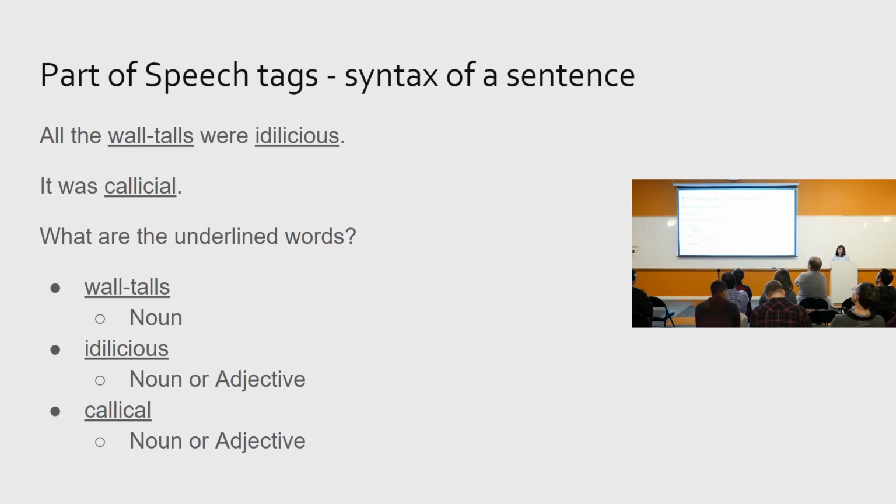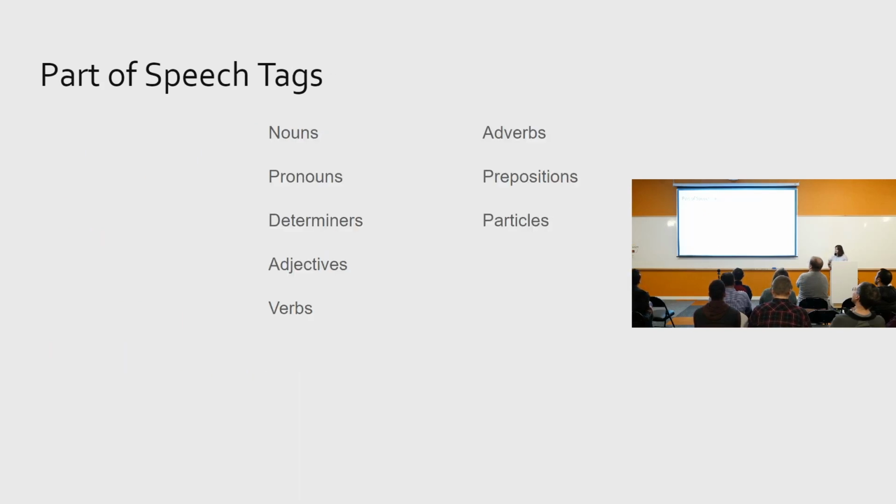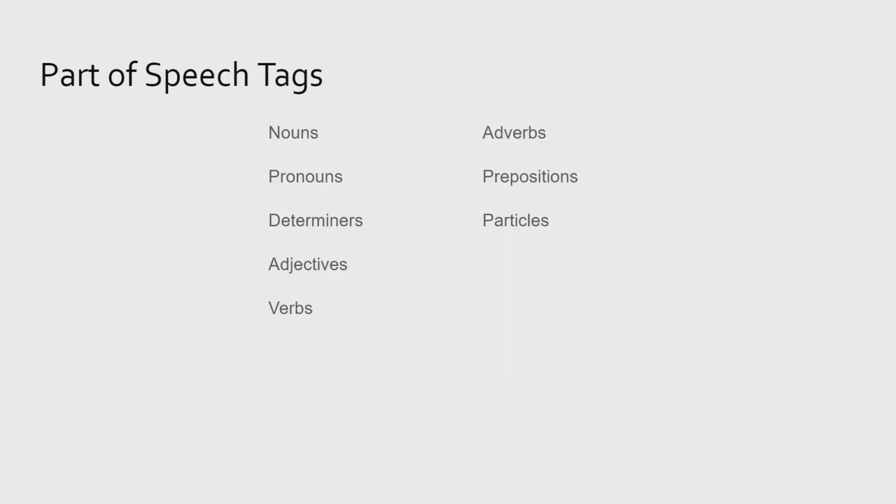How about "it was calicial"? What else would you replace calicial with? It was good, it was nice, which are all adjectives. So we can infer the part of speech of a word based on the context that it exists in. And here are some examples of part of speech tags that we would usually use in a regular sentence. There are way more than this, but these are the top few ones.